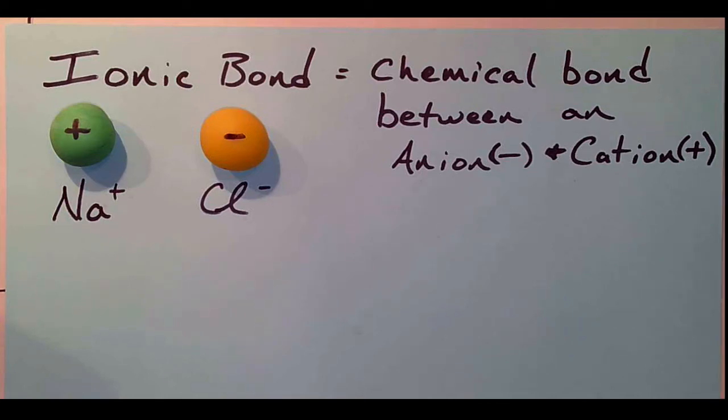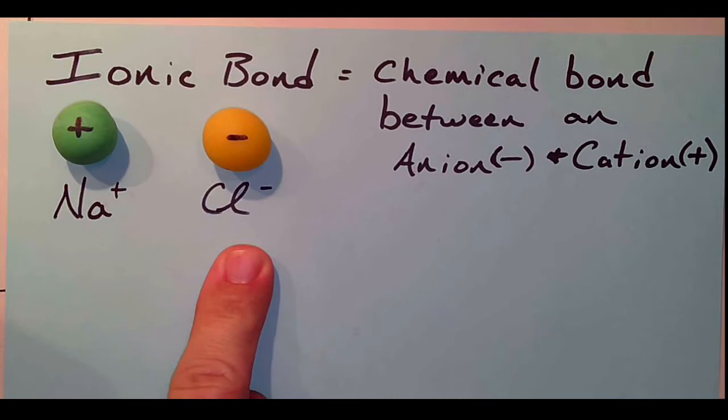All right, hello everybody. I just wanted to make another quick video to review chemical bonds and the structure once they form. So just to review, we've got an example of an ionic bond here, which is a chemical bond between an anion and a cation. We've got the sodium representing the cation and the chloride representing the anion. So let's see them get together here real quick.